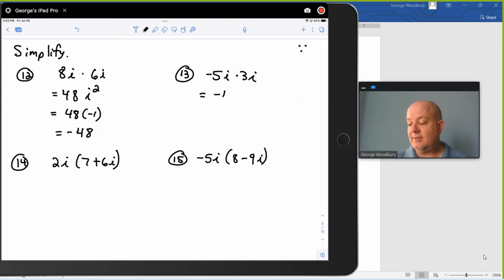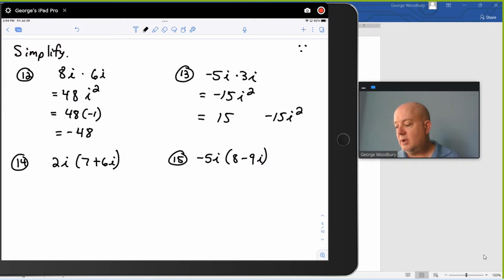For the second example, number 13, -5i times 3i. -5 times 3, that is -15. i times i is i squared. So this is like -15 times -1, multiplying a -15 by -1. That result is +15. Again, you can think of it this way, -15i squared. To get rid of the i squared, I need to change the sign of that term, +15.